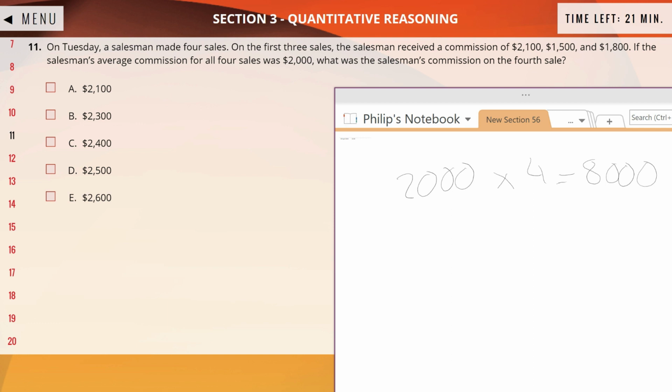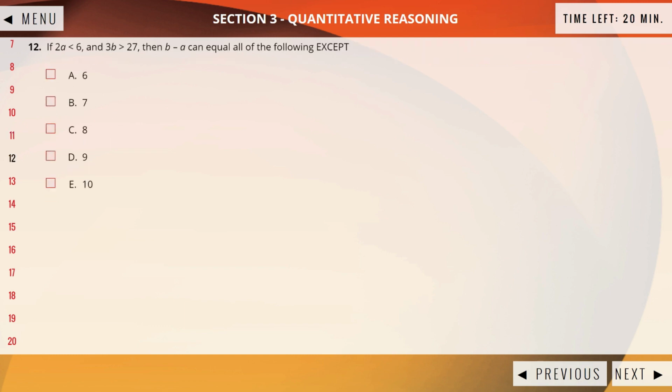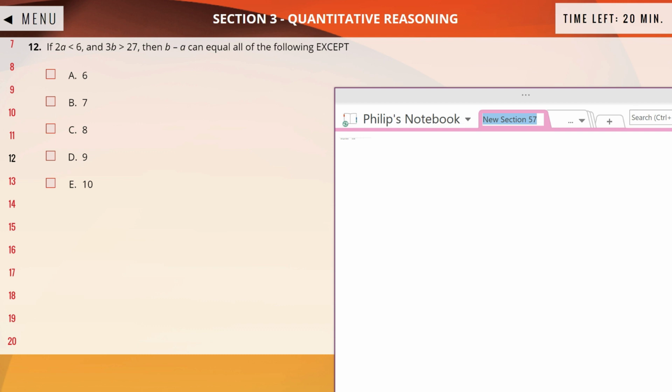They told us in that second line that the average for all 4 sales was $2,000. Therefore, the total commission is $8,000. We've already got 2,1, 1,5, and 1,8. Could use a calculator, but it's quicker this way. And so we already know that the commission so far is 5,004. So the 4th one must have been 2006. Answer E. Obviously, feel free to use a calculator, but I've taught this average topic many times in many videos.